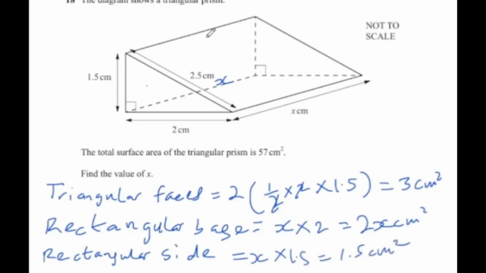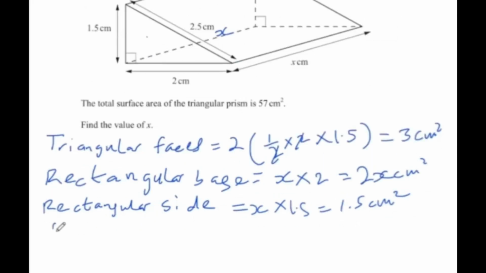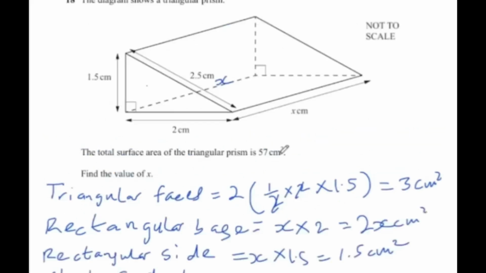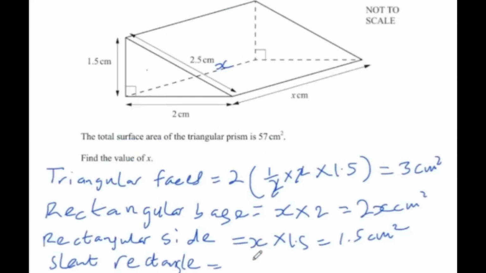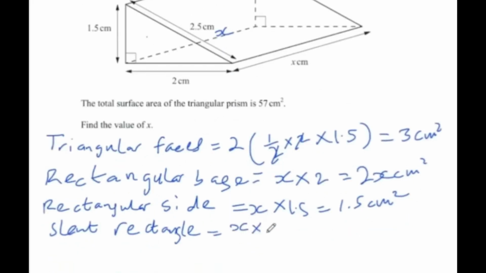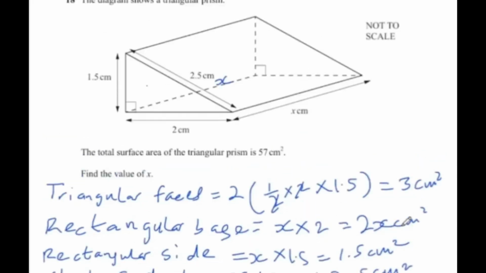Then this slanted rectangle here. We're going to get the length times the width, that is x times 2.5, which gives us 2.5x centimeters squared. Okay, let's run through what we did here.